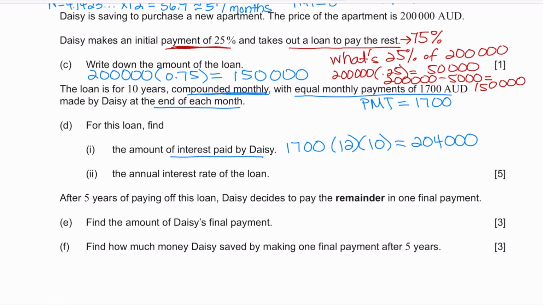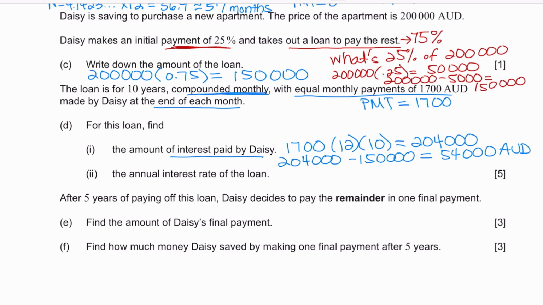But remember that Daisy only borrowed $150,000. So the difference between what she paid and what she borrowed is going to equal the amount of interest that she's had to pay on the loan, which is 54,000 Australian dollars. And again, that's the business of the bank. They lend you money, but they're earning interest from lending you this money. So for part 2, it says to find the annual interest rate of the loan.